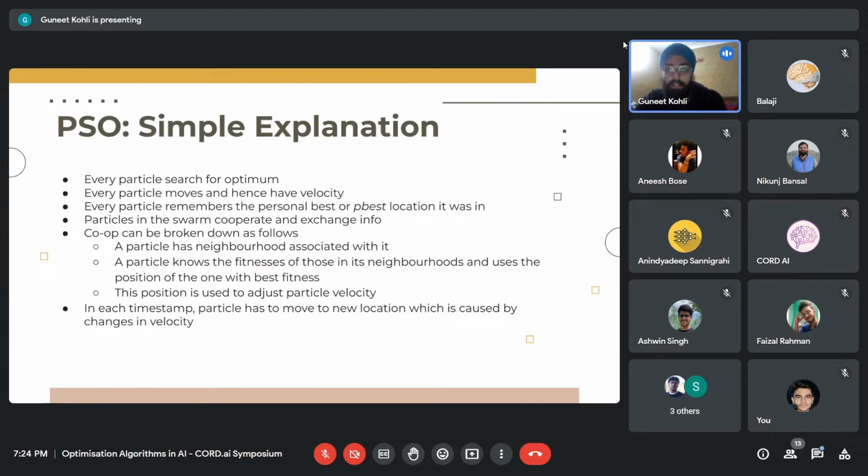That's why it's an optimization. You will always have parameters to tune, like the number of particles in the neighborhood the particle is associated with. A particle knows the fitness of those in its neighborhood. So this is particularly the value of what is the p best of the next particle. You know that, and that's why the cooperation is happening. And this position is used to adjust the particle velocity. So your velocity is also being controlled through that external parameter or the global best particle.